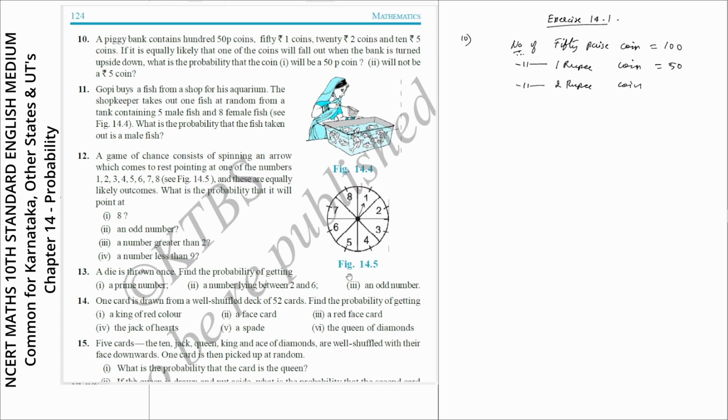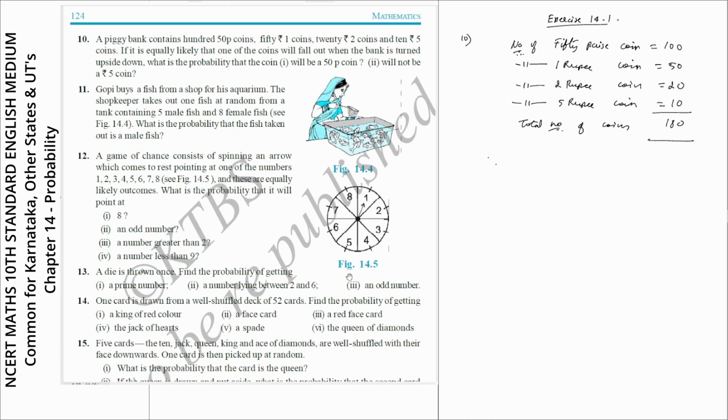Number of 2 rupee coins is equal to 20, and number of 5 rupee coins is equal to 10. Therefore total number of coins is 100, 150, 170, 180. Therefore when we turn the piggy bank upside down, one coin will fall out.